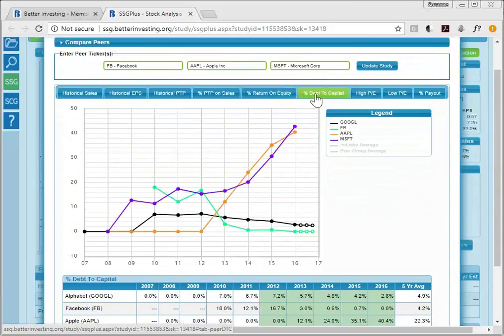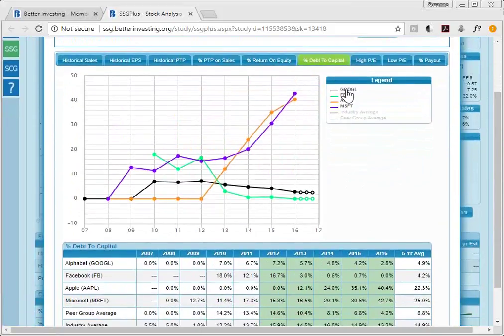Debt to capital, we talked about that a little bit in that we want smaller debt, especially as compared on a percentage basis to capital. So when we look at Google, and I can turn that on and off here, as compared to, who's the lower one here? Facebook has very little debt. Apple and Microsoft carry a fair amount of debt. So that might be something that you want to investigate and decide whether you're comfortable with that or not.